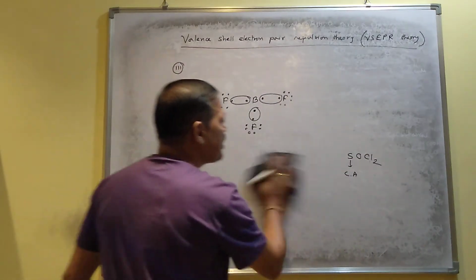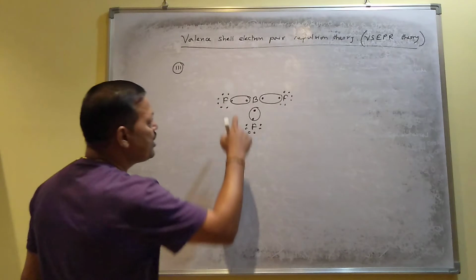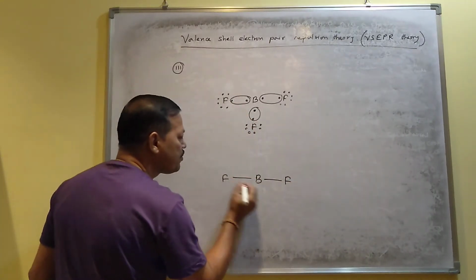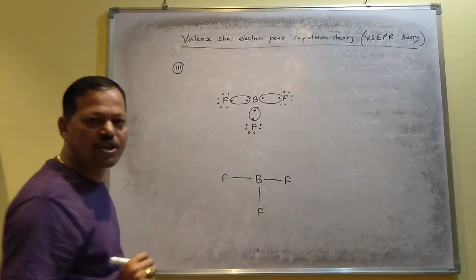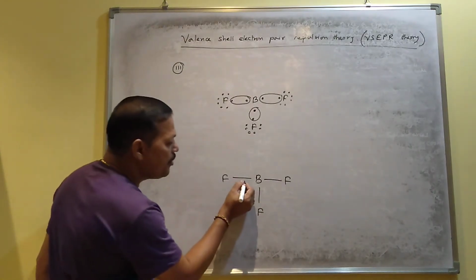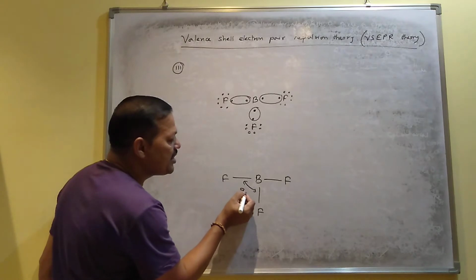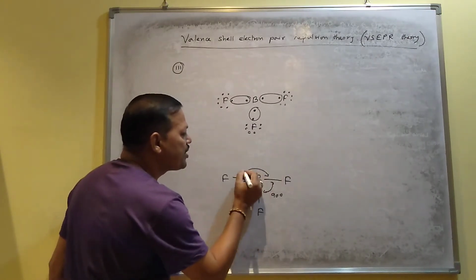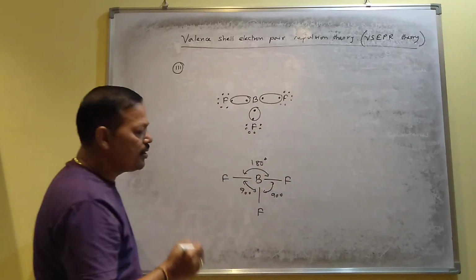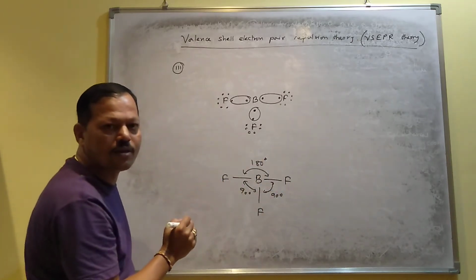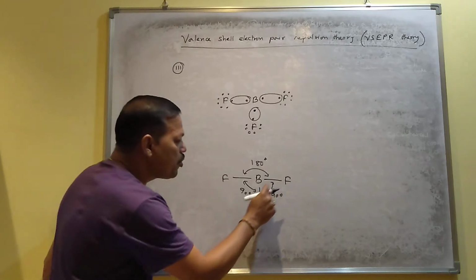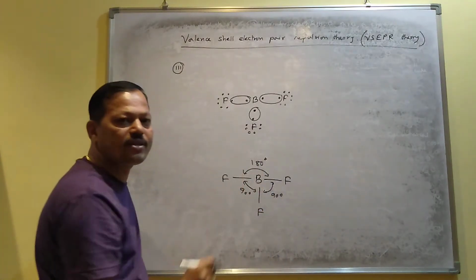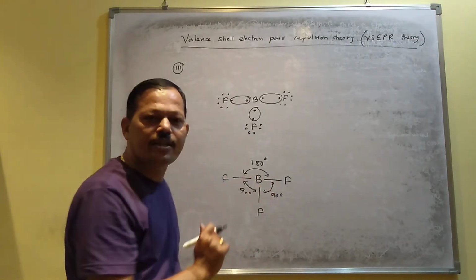So what about the symmetrical shape in BF3? See, there are 3 bonds. Suppose you have drawn the 3 bonds like this way, see the angle between them. This angle is 90 degrees, this angle is 90 degrees, and this angle will be 180 degrees. Ultimately, these bonds are closer, so repulsion will be more. This bond is closer, repulsion more. But this bond is far away, here repulsion is less. So this type of structure you don't get.